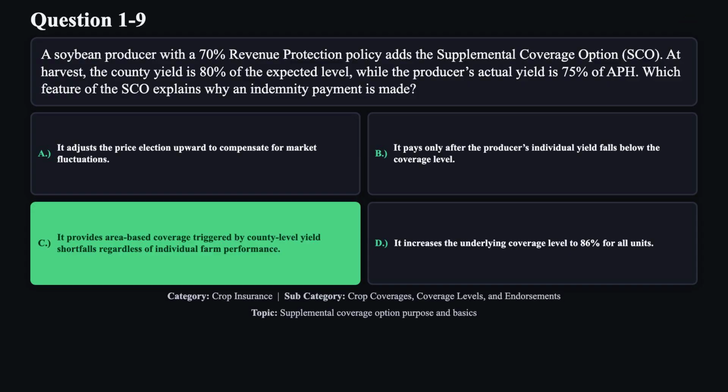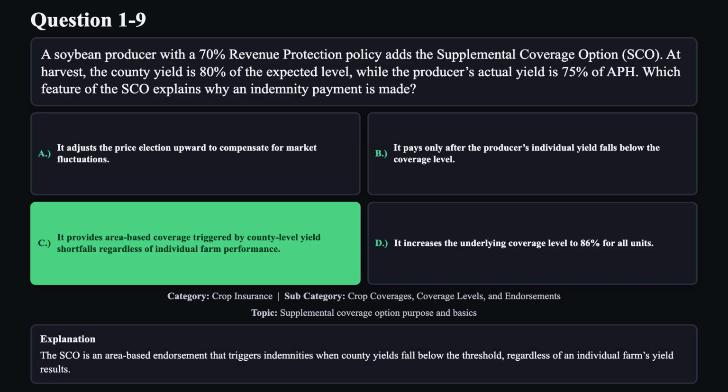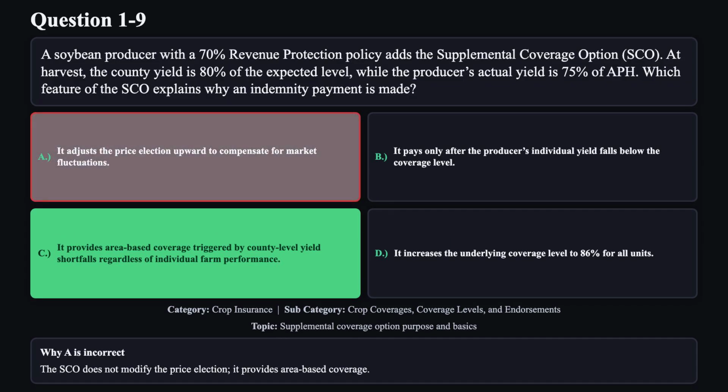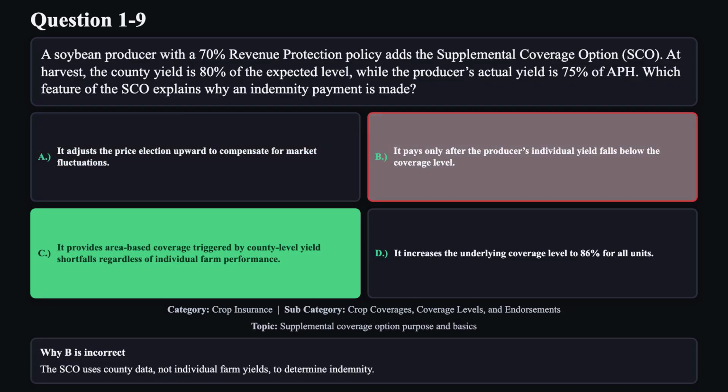The correct answer is C. The SCO is an area-based endorsement that triggers indemnities when county yields fall below the threshold, regardless of an individual farm's yield results. Reason A is not correct. The SCO does not modify the price selection. It provides area-based coverage.